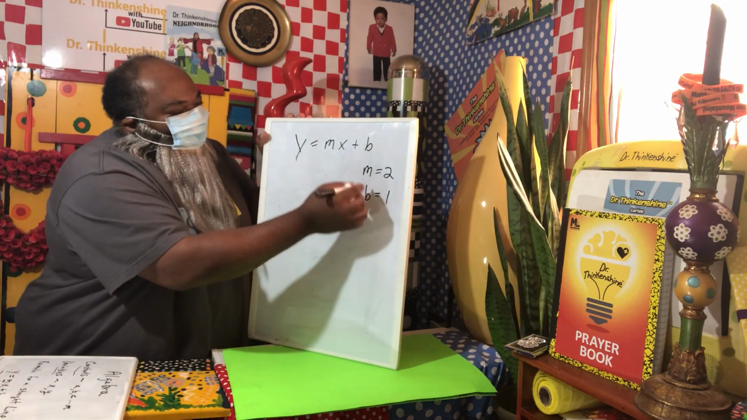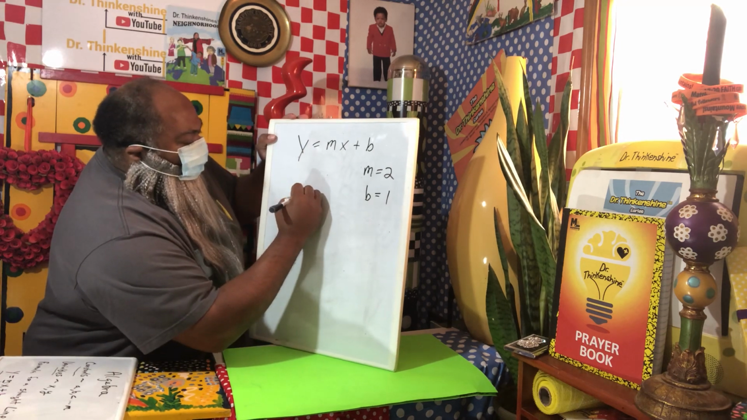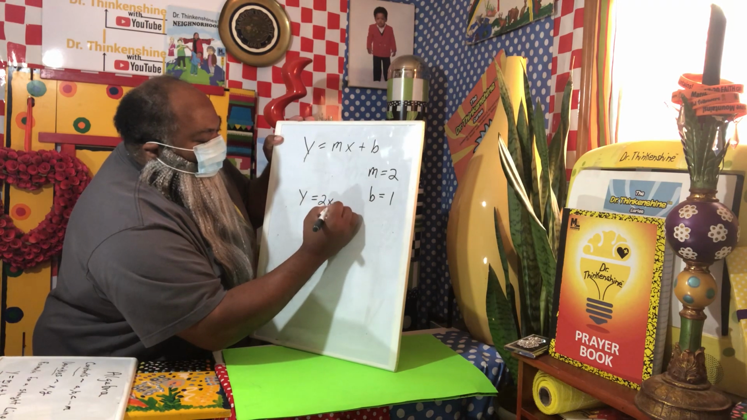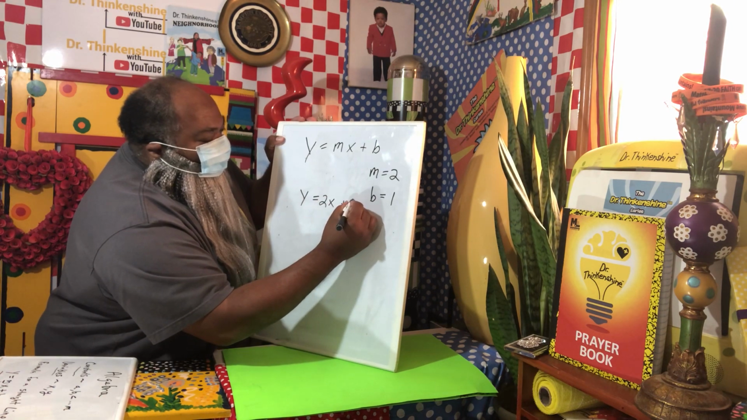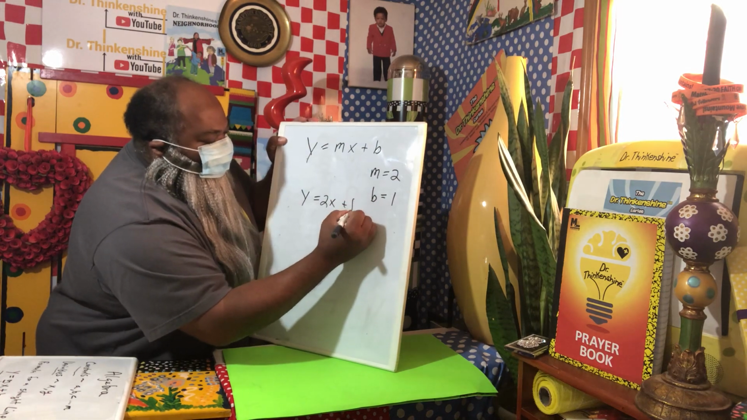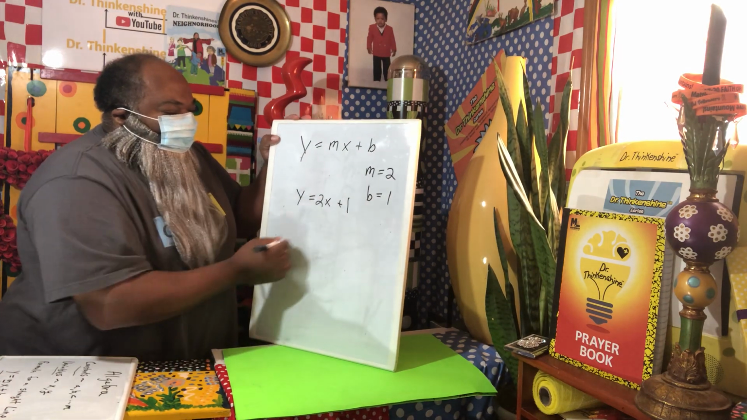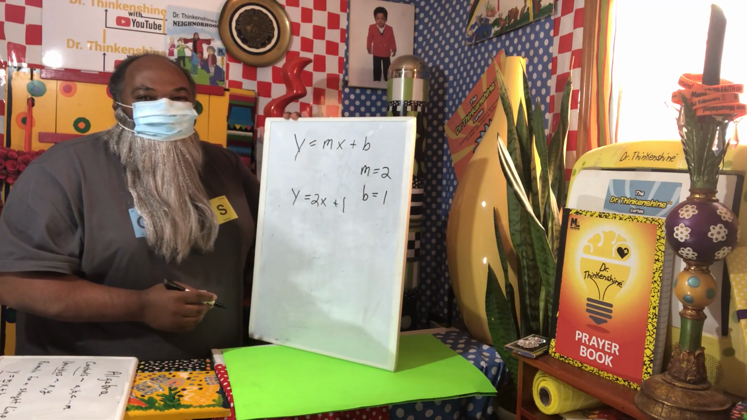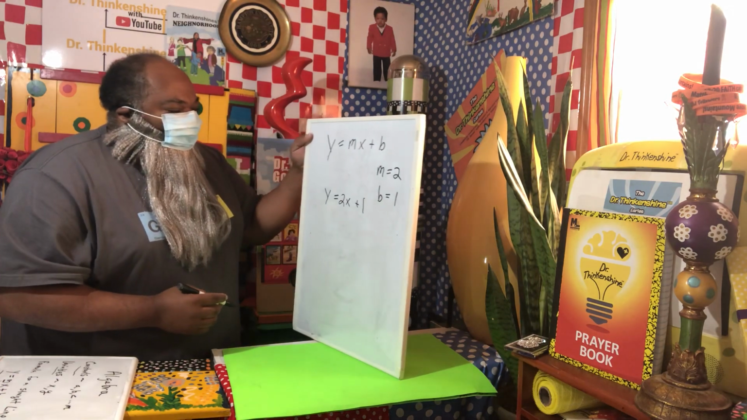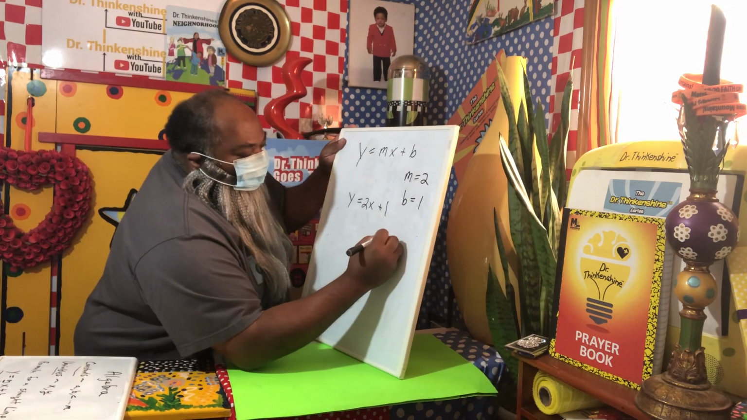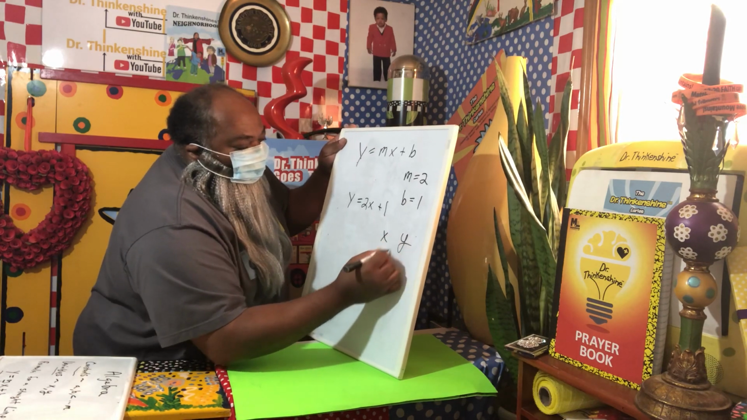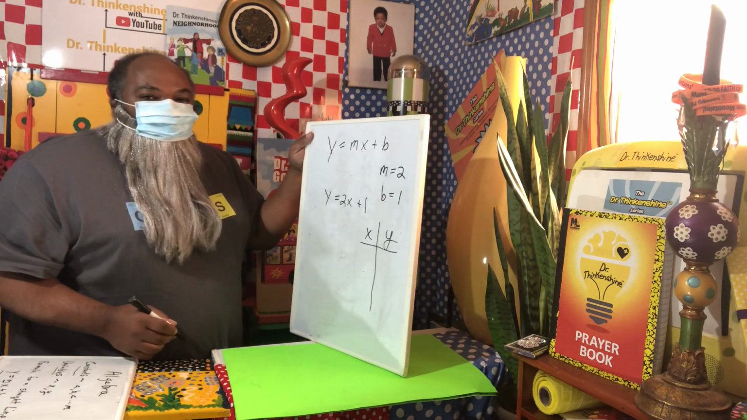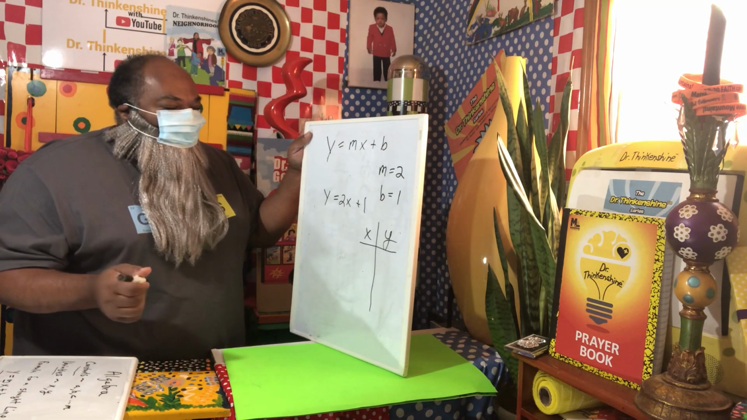So if we input our constants into our formula, we're going to have y equals 2x plus b, which is 1. So y equals 2x plus 1, and that's our algebra formula. This is a formula of a straight line. And we can graph this by making a chart of x and y values. We're going to use simple substitution to come up with our y.